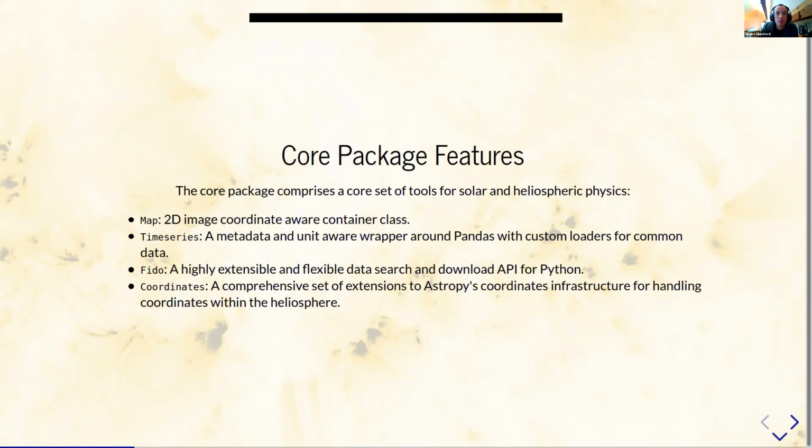As I will get onto in a minute, Fido had a lot of updates in our 2.1 release about 6 months ago. It's now even more extensible and flexible than it was before. And finally, the coordinates functionality in SunPy, which builds heavily on AstroPy's coordinates infrastructure and provides frames and transform functions and utilities for dealing with coordinates of things in the heliosphere and around the sun, on the sun, in the sun, etc.